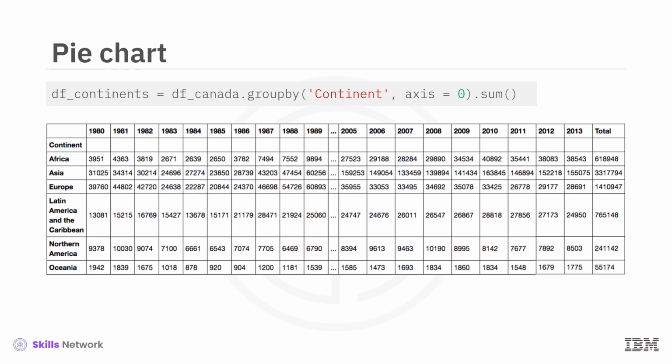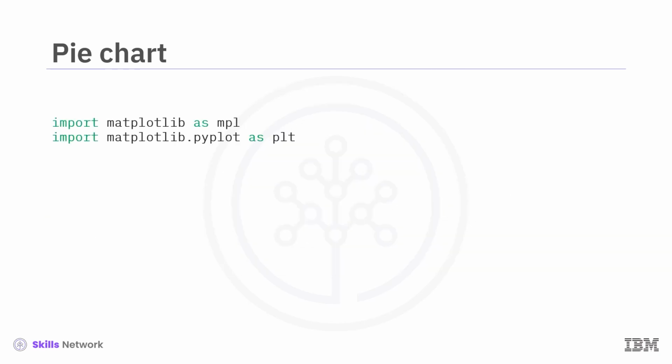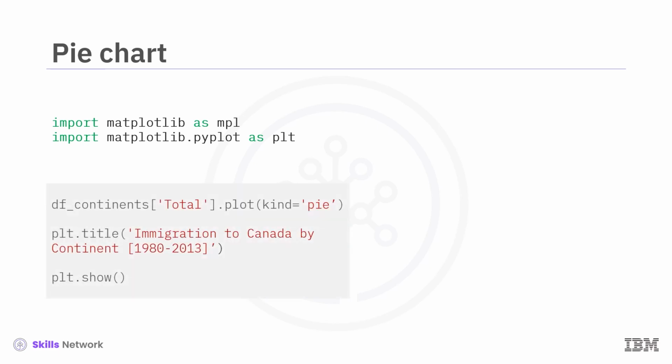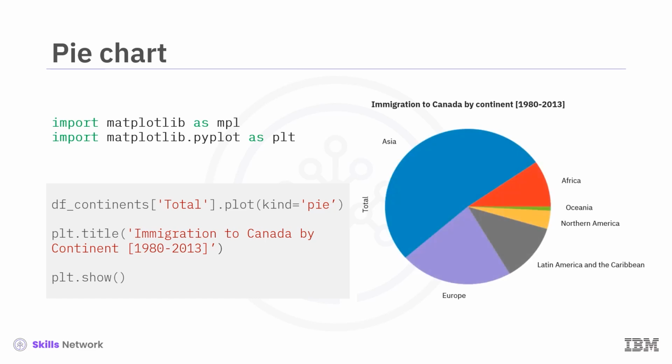Now, we're ready to start creating our pie chart. We start as usual by importing Matplotlib as MPL and its scripting layer, the pyplot interface, as PLT. Then we call the plot function on the total column of the data frame df_continents, and we set kind equals pie to generate a pie chart. Then, to complete the figure, we give it a title. Finally, we use the show function to display the figure. And there you have it, a pie chart that depicts each continent's proportion of immigration to Canada from 1980 to 2013.